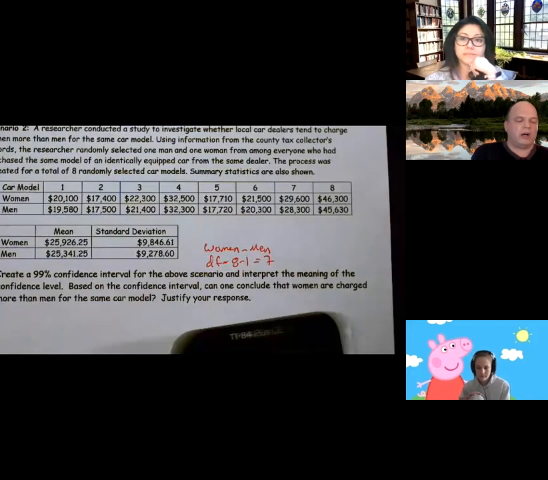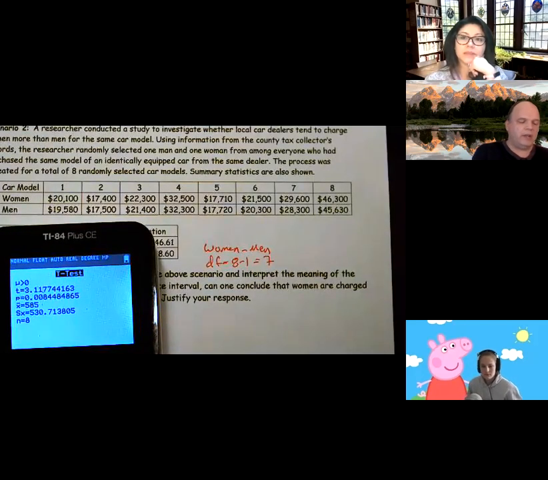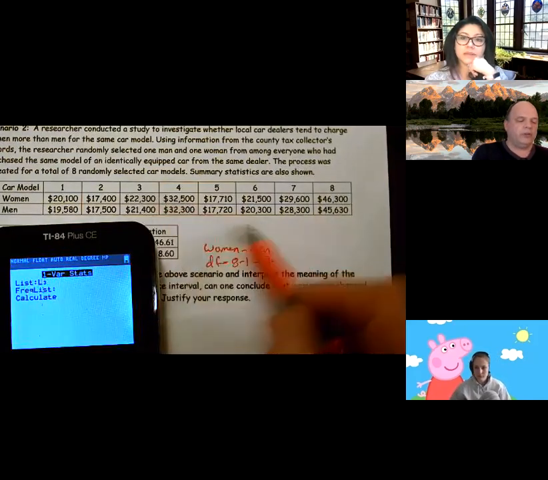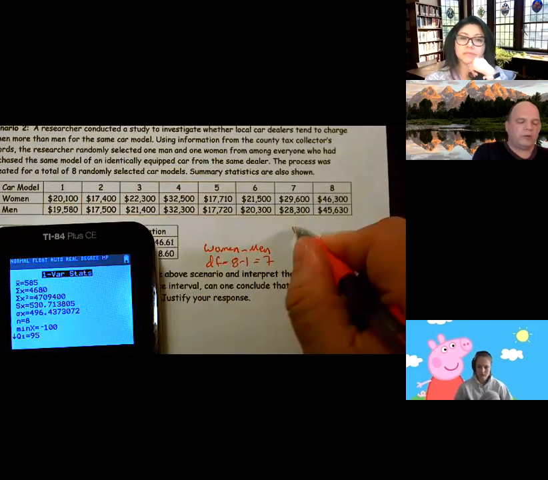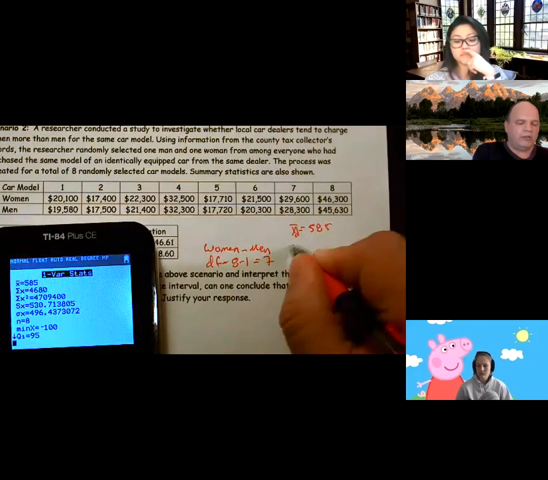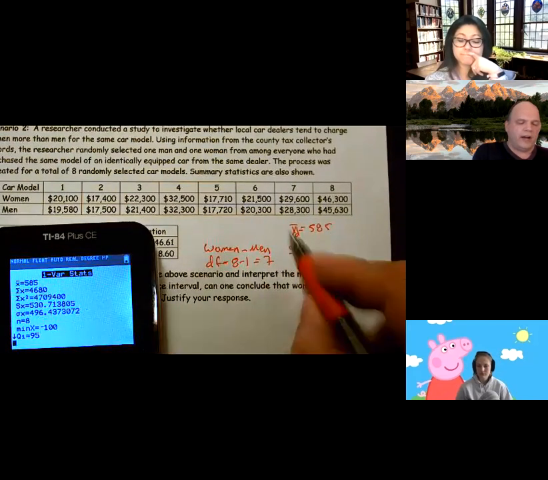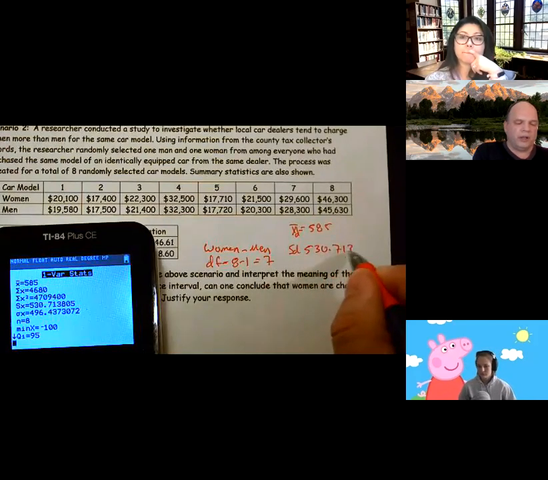We're also going to need our X bar, and I can get that a variety of ways, but stat calc, one variable stats. All my data was in L1 and L2. My differences were in L3, so I'm going to pull it from L3. And if you want to see how to do that, that's in the previous video. So X bar is 585, and the standard deviation is 530.713.